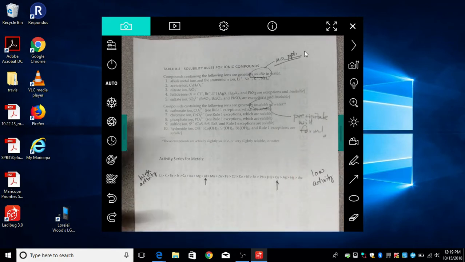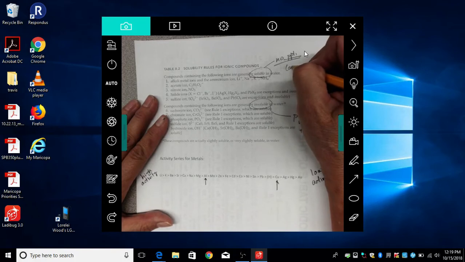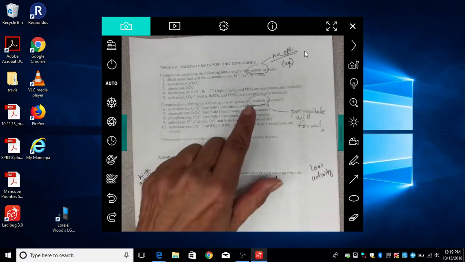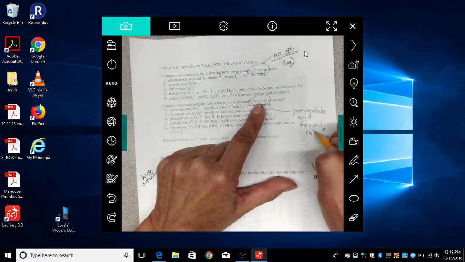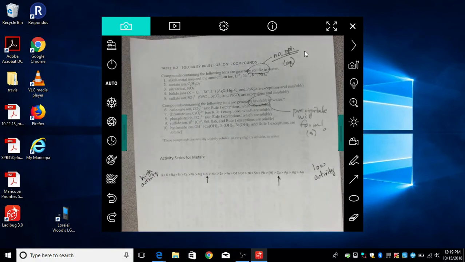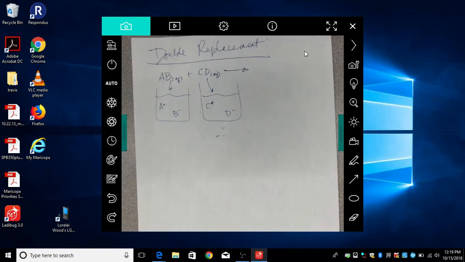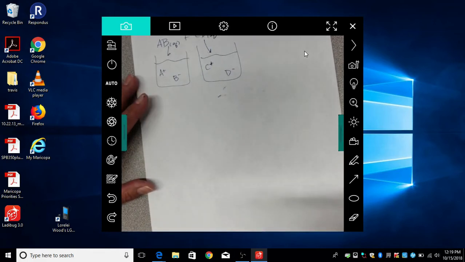Right, so soluble, no precipitate, the symbol you would use would be aq. If it is insoluble and it forms a precipitate, then the symbol we use would be solid. All right, so let's do it with some real life chemicals here.